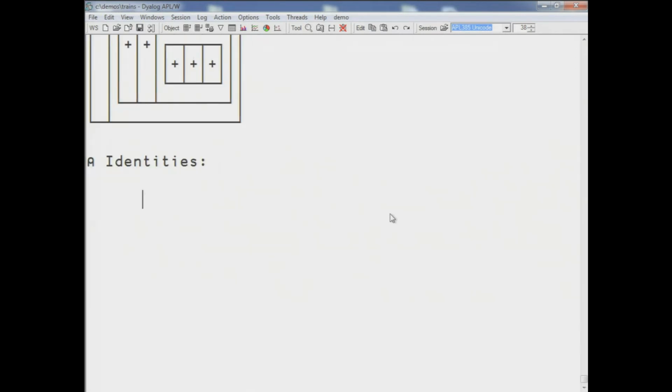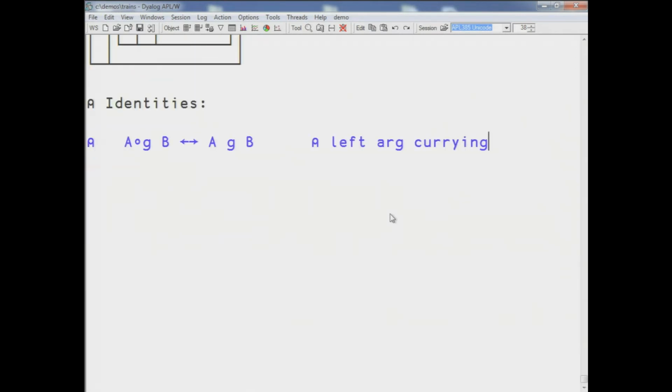There are some nice identities. This is nothing to do with trains. This is just regular Dyalog. But this is an identity: the composition operator, if I compose a left argument with a function, so this is an array composed with a function applied to B, is the same as A function B. That's just the definition of composition in Dyalog. And we call it left argument currying.